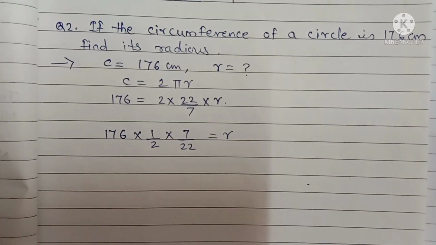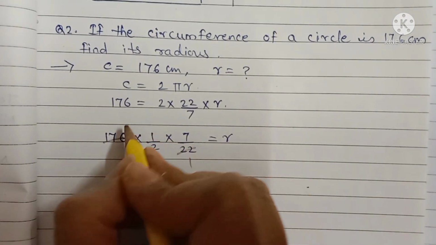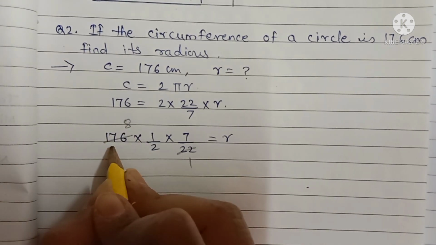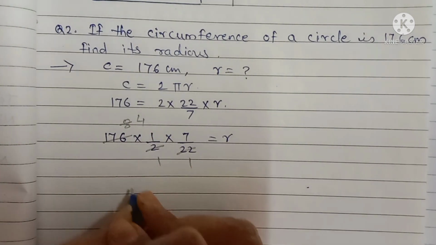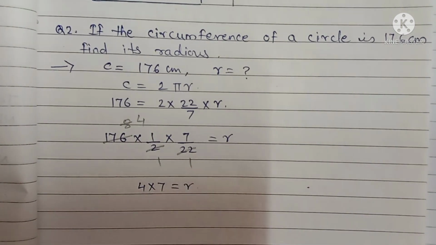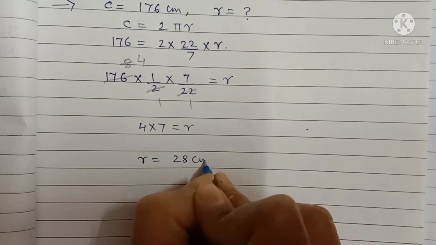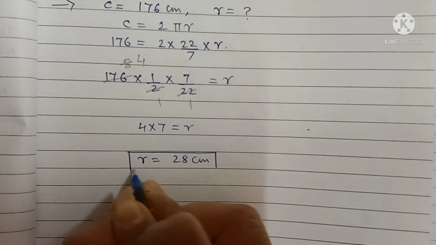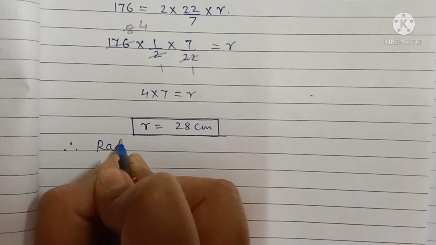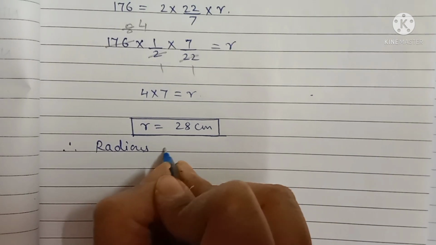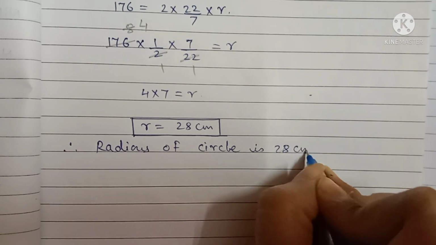Now see here, 22 ones are 22, 22 eights are 176. Again here 2 ones are 2, 2 fours are 8. Means 4 into 7 is equal to R. 7 fours are 28. Means R is equal to 28 centimeter. Now write down here: therefore, radius of circle is 28 centimeter.